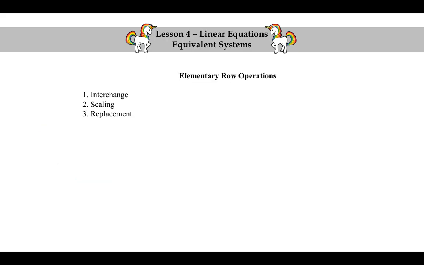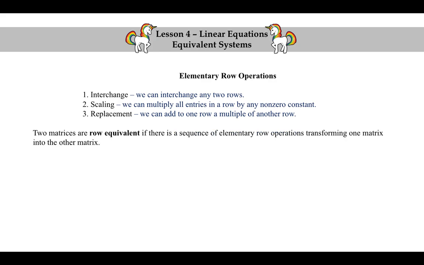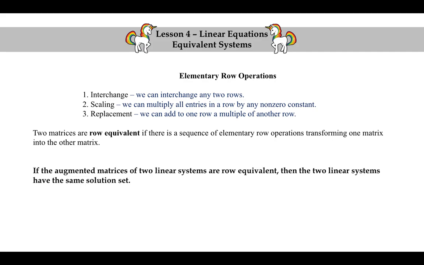Okay, to summarize, we have three elementary row operations. We have an interchange. We can interchange any two rows. We can scale. We can multiply all entries in a row by any non-zero constant. And we have our row replacement operation where we can add to one row a multiple of another row. We say that two matrices are row equivalent if there is a sequence of elementary row operations transforming one matrix into the other matrix. And finally, if the augmented matrices of two linear systems are row equivalent, then it follows that the two linear systems have the same solution set.